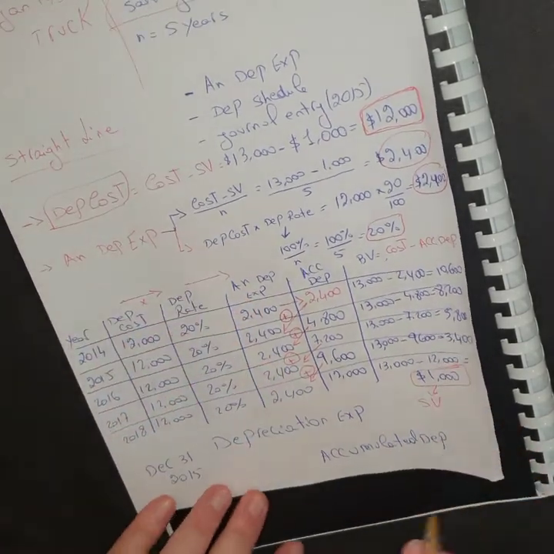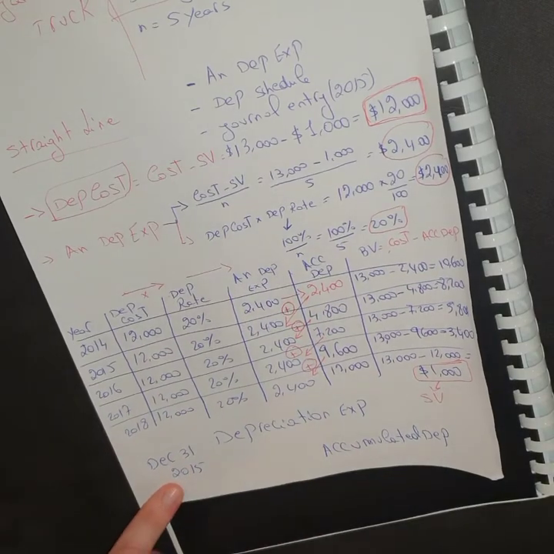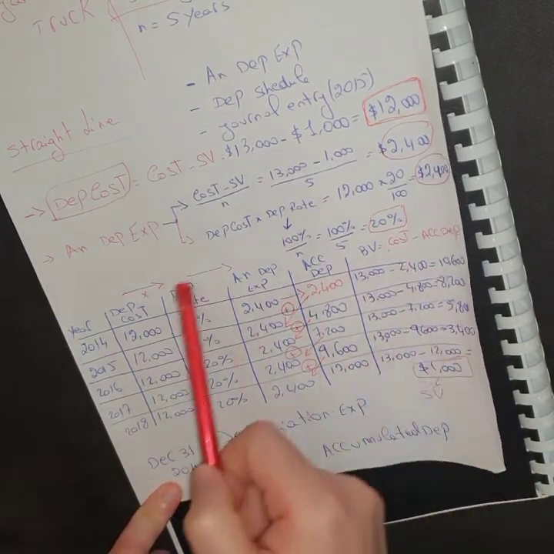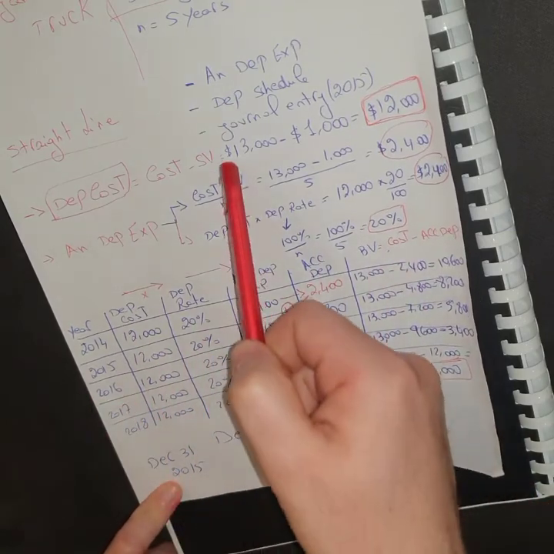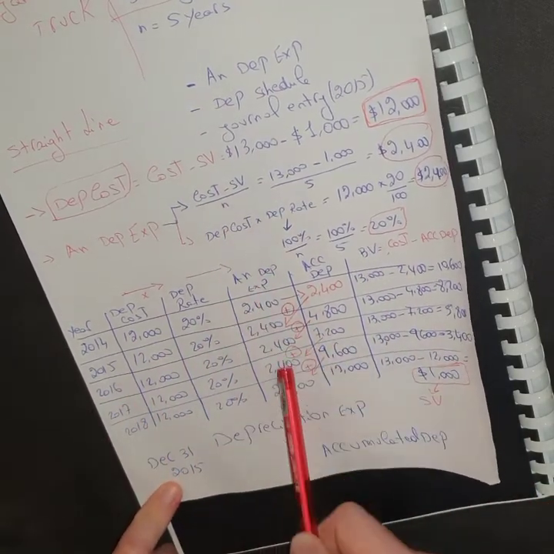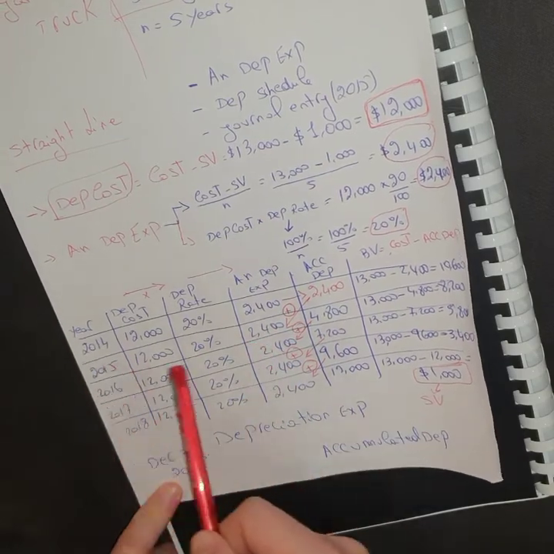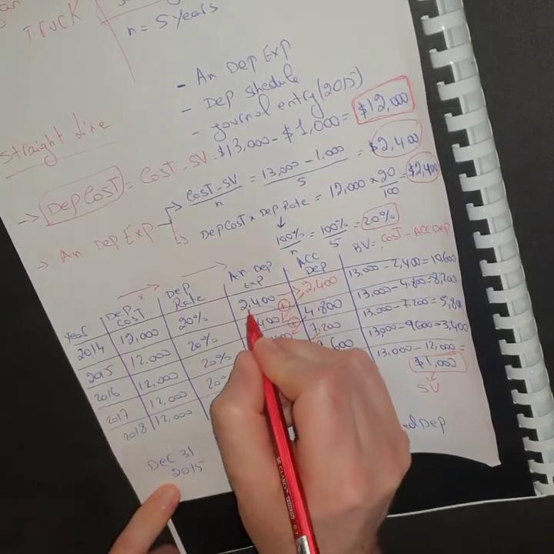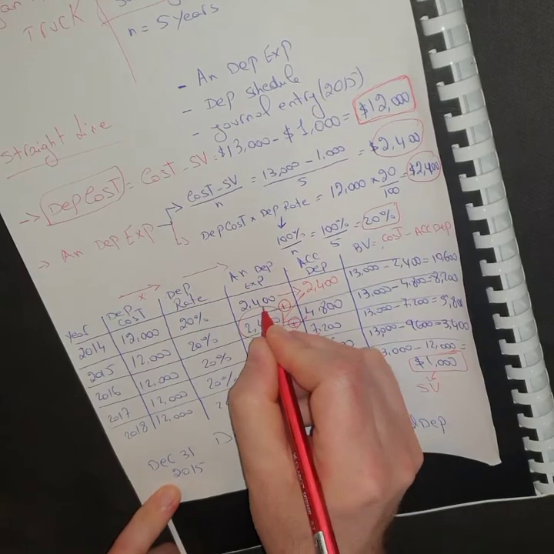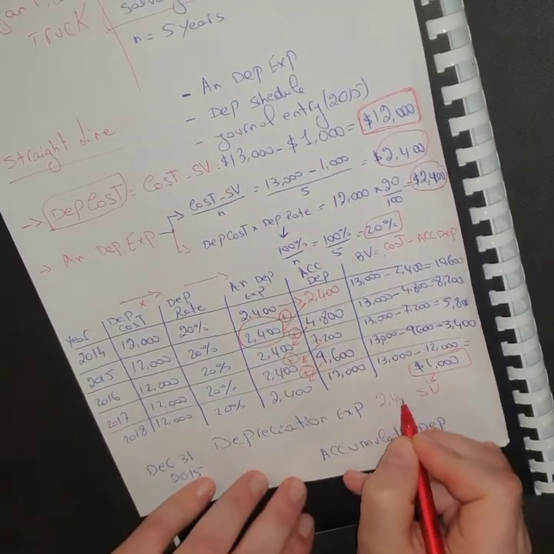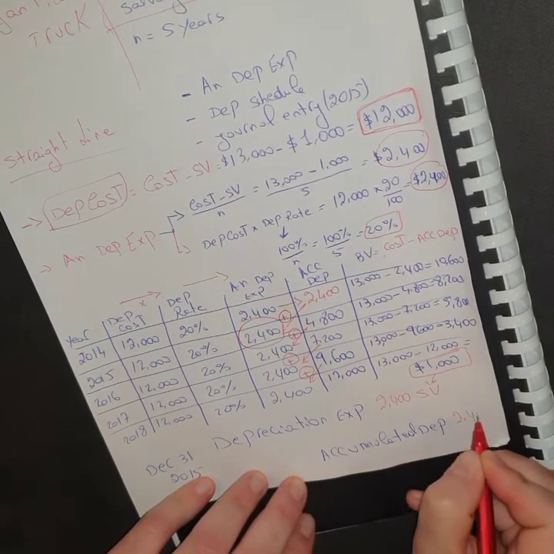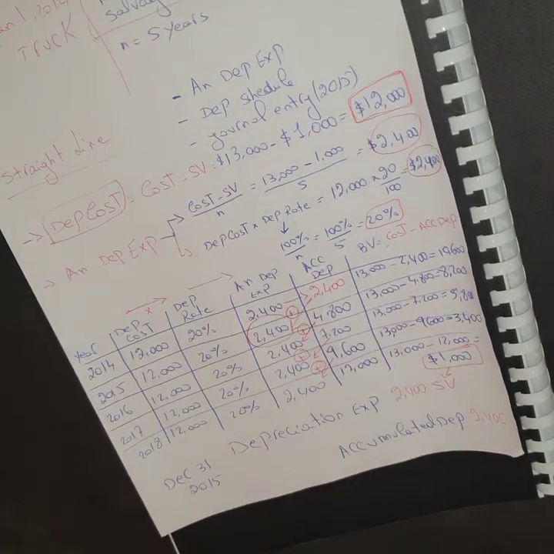However, for 2015, which one should I select from the depreciation schedule? I have to look at the annual depreciation expense column. In 2015, in the annual depreciation expense column, it was 2,400. So this one, 2,400 in debit and 2,400 in credit. So this is the straight line method of depreciation.